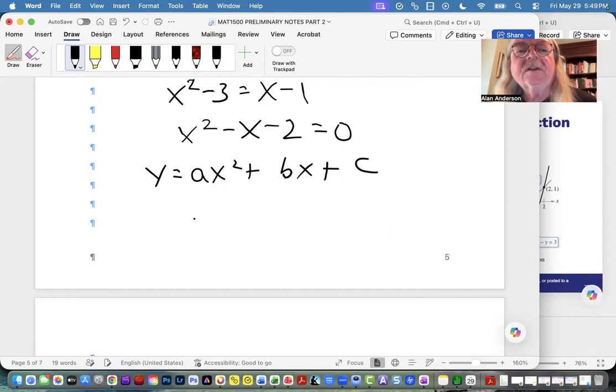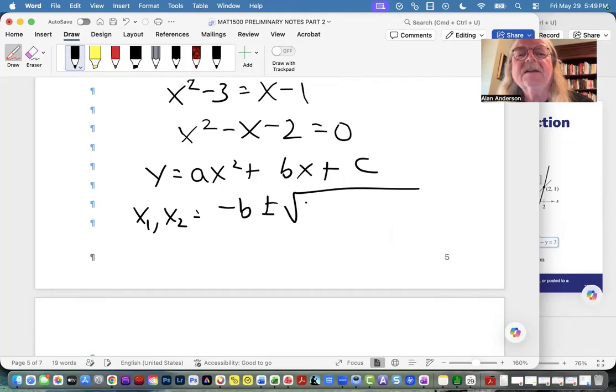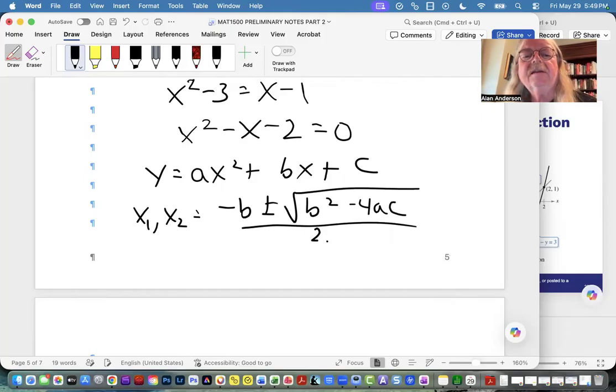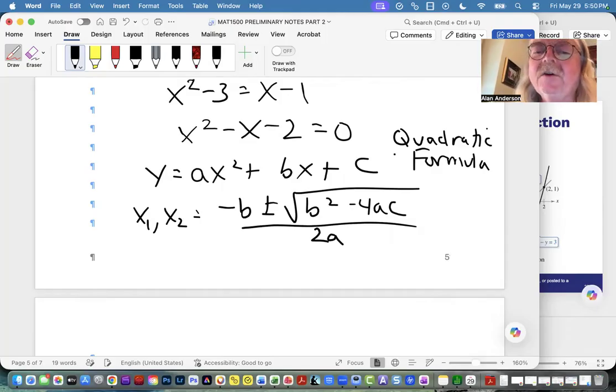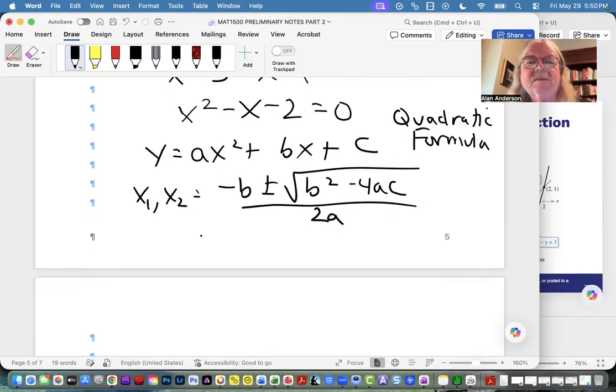So for a quadratic equation that's written in the standard form, the solutions, meaning the points where the parabola crosses the horizontal axis, can be found with our old friend: negative b plus or minus the square root of b squared minus 4ac, all over 2a. This is the quadratic formula. Oh, you didn't forget that. No, of course you didn't. Nobody forgets this formula. That's been my experience.